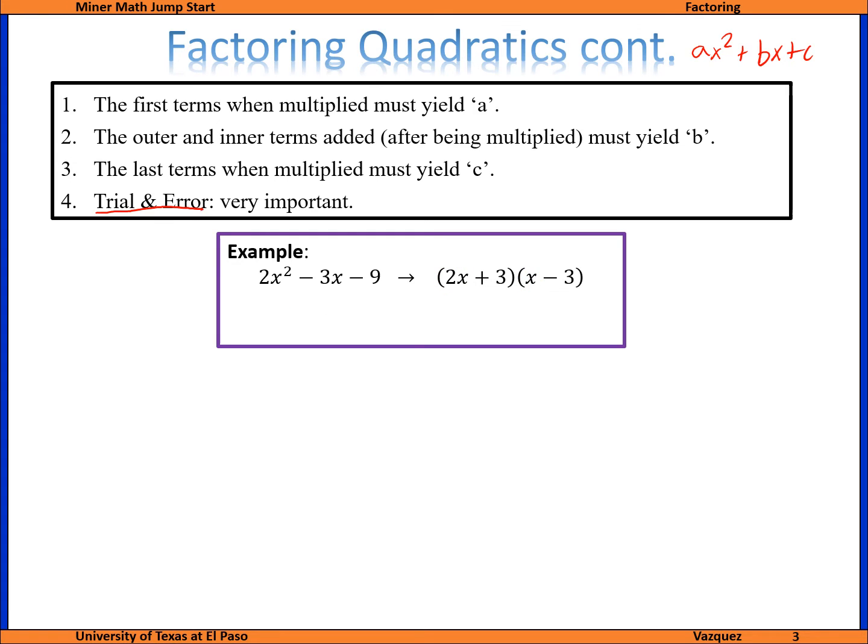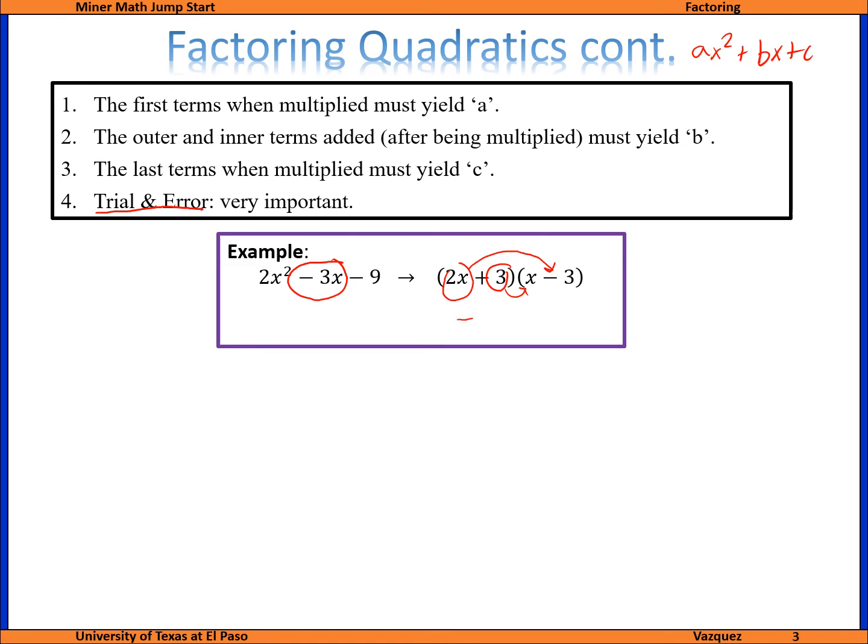What else? As the second step says, 2x times negative 3 would be negative 6x. And then 3 times x would give us 3x, so the middle term is negative 6x plus 3x, which equals negative 3x. So that's why there's a negative 3x here.